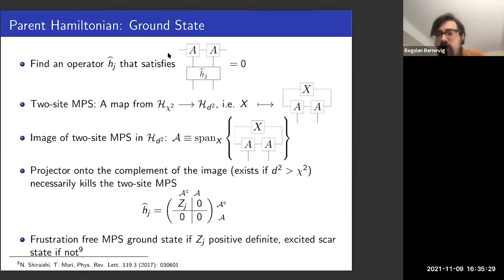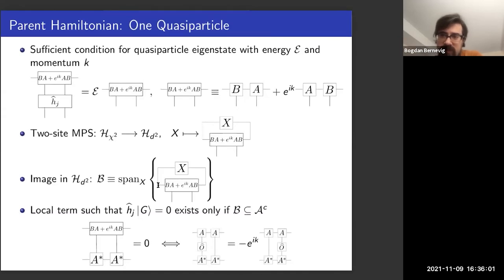Whereas actually the bond dimension is, I have 2 here and 2 here, so it's 4. So I can project into the complement of the image of the two-site MPS, and this projection Hamiltonian will basically annihilate the ground state if this projector here, the ZJ matrix, is positive semi-definite. It's a very easy construction that you can build. And you can generalize it to excited states.